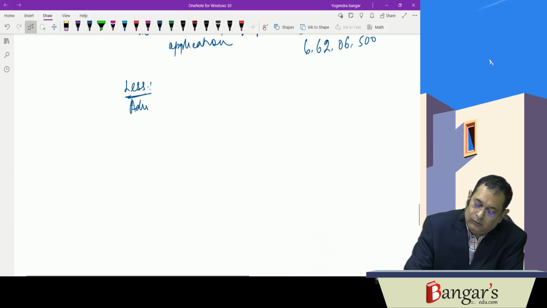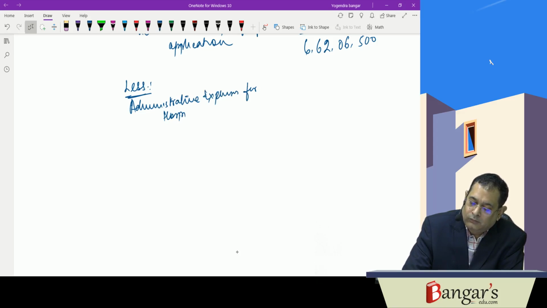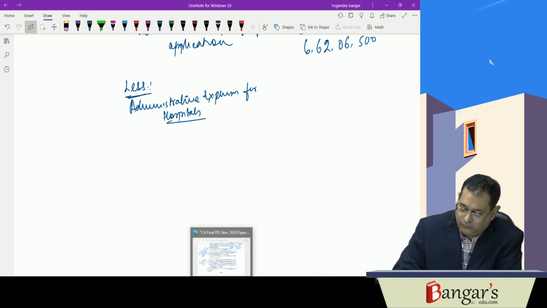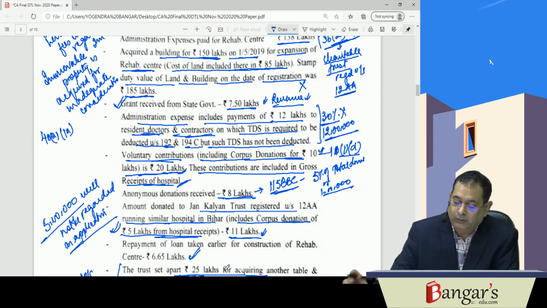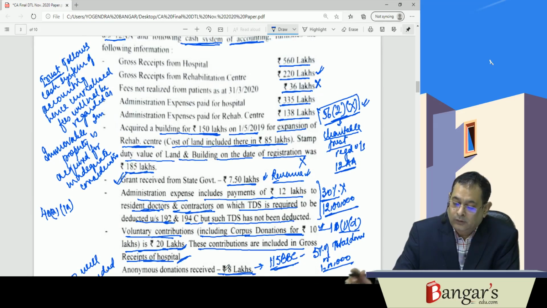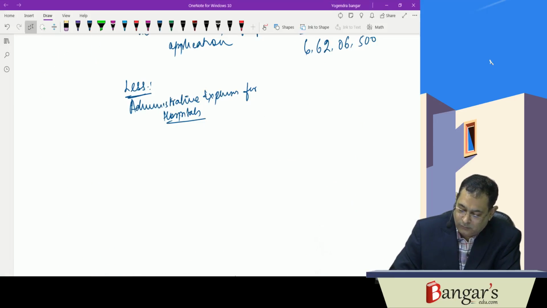Administrative expenses for hospitals. How much administrative expenses has been there? Administrative expenses is 3 crore 35 lakhs. They are the administrative expenses.